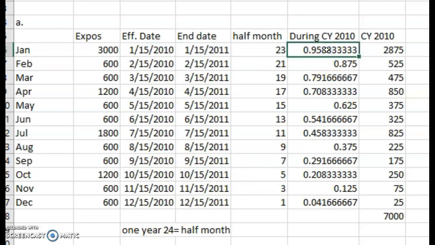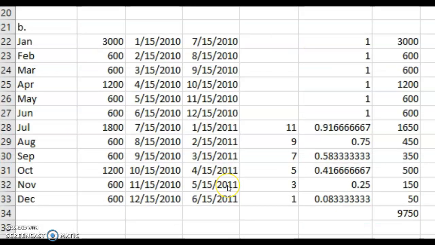So now we got the proportion for each policy. We multiply the proportion by the exposure, and then we get the exposure for each policy in calendar year 2010. And when we sum it up, we will get our answer.